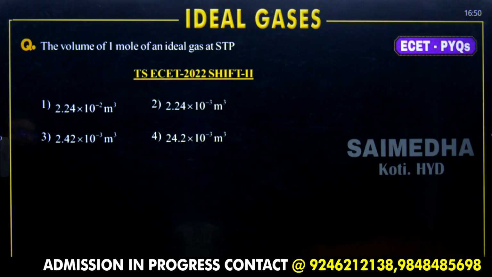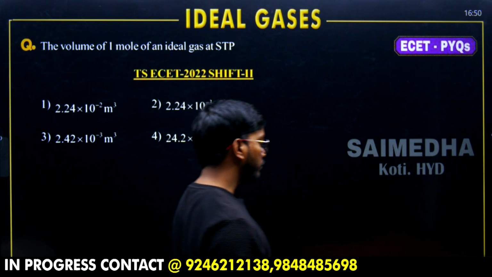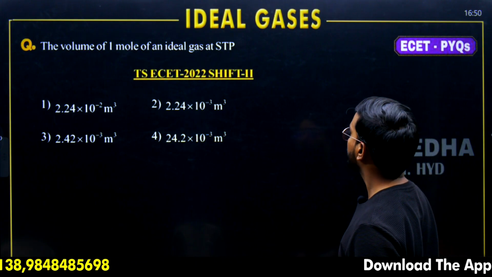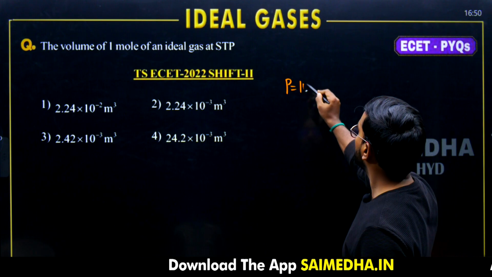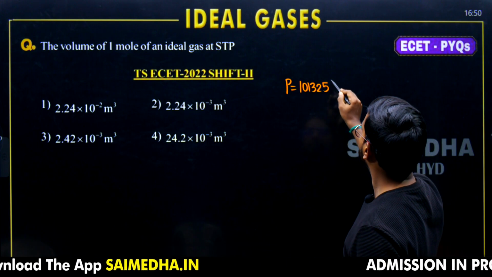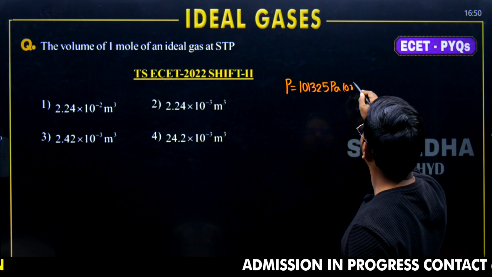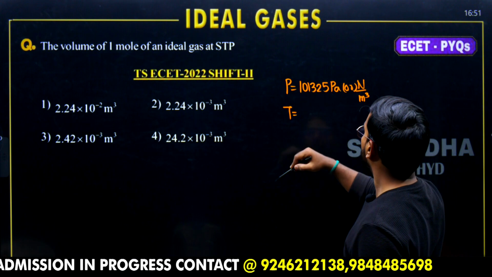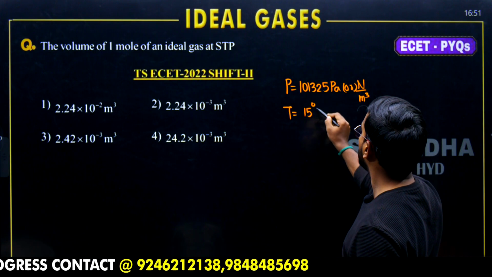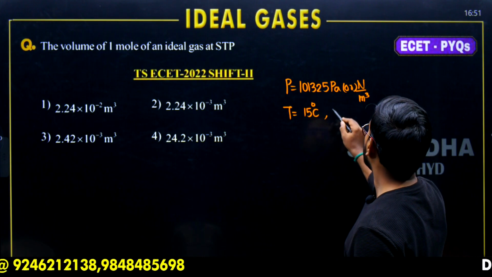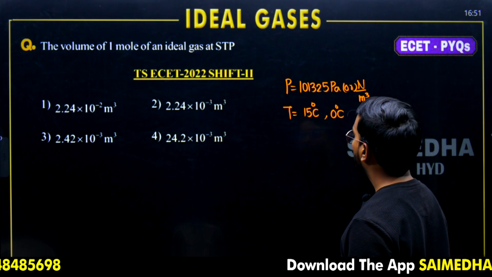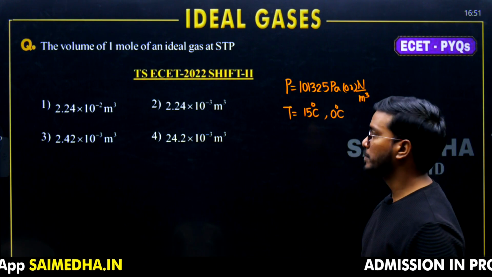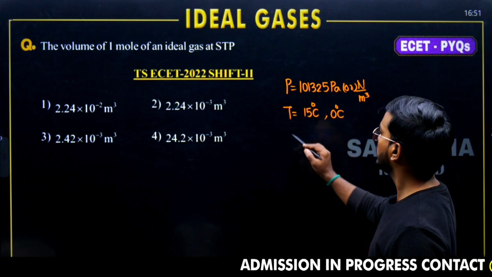Moving on to the next question. The volume of 1 mole of an ideal gas at standard temperature and pressure is, the pressure is atmospheric, 101325 Pascal, Newton per meter square. The temperature is usually taken as standard temperature, around 15 degrees Celsius. Some textbooks give this value as 0 degrees Celsius too. There are two temperatures, one is 0, one is 15.